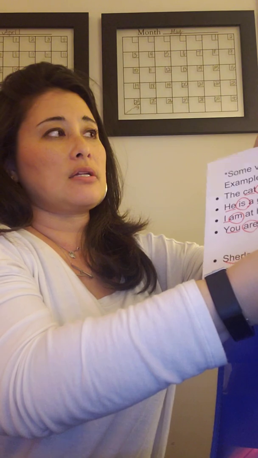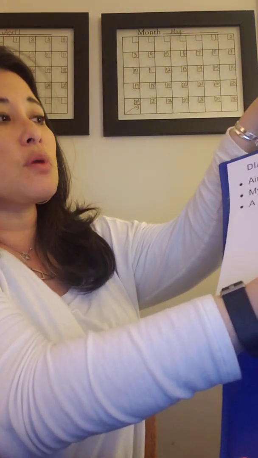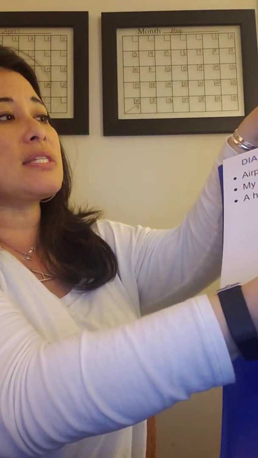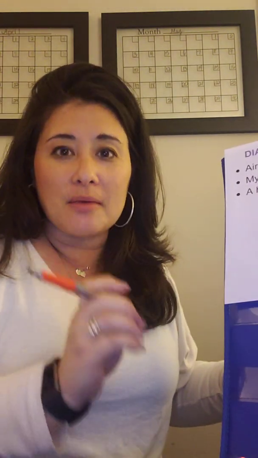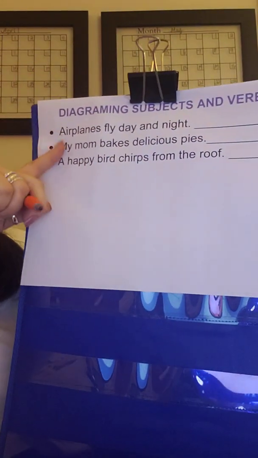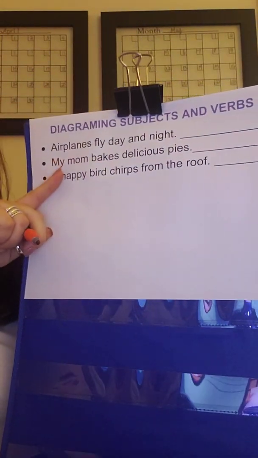Okay? All right, so now we're going to talk about something new that has started happening in your language skills, and that is diagramming subjects and verbs. And pretty much diagramming is just telling your teacher that you understand what subjects and verbs are. So, you have a sentence like, airplanes fly day and night.